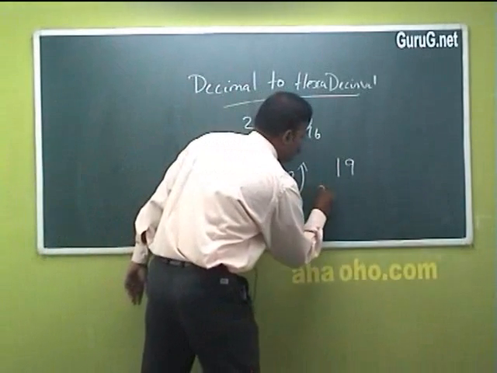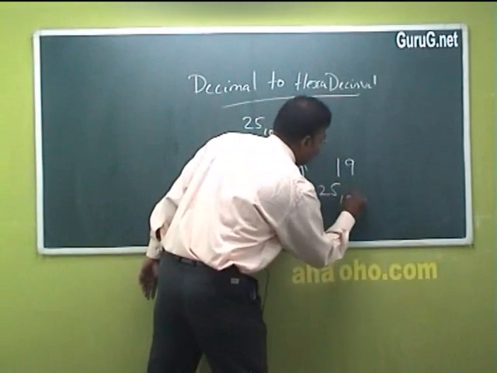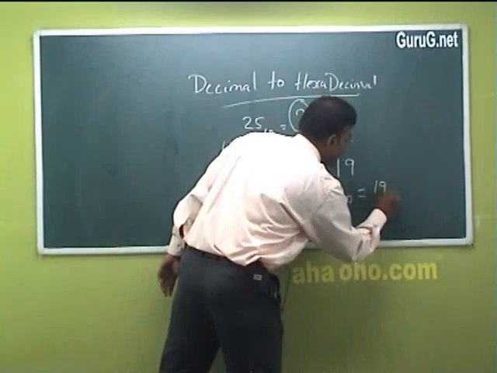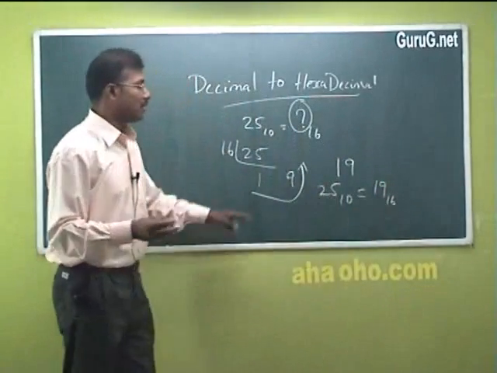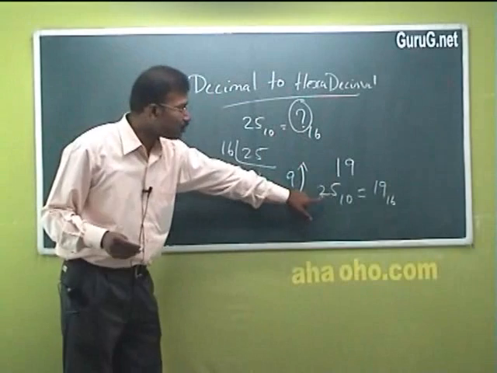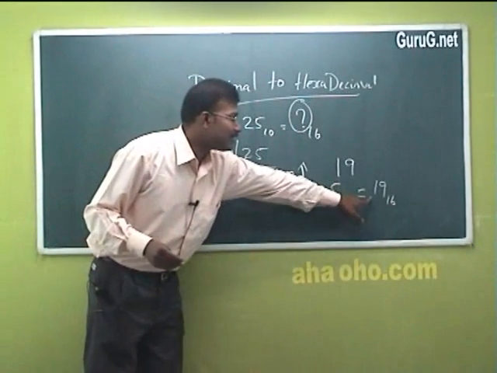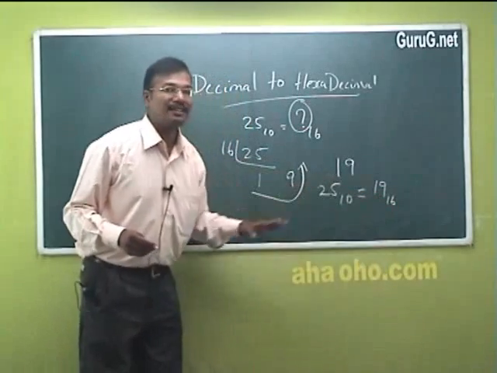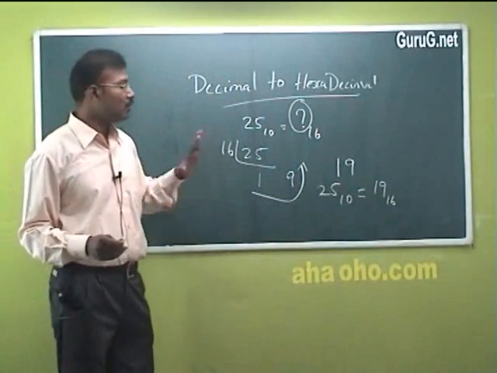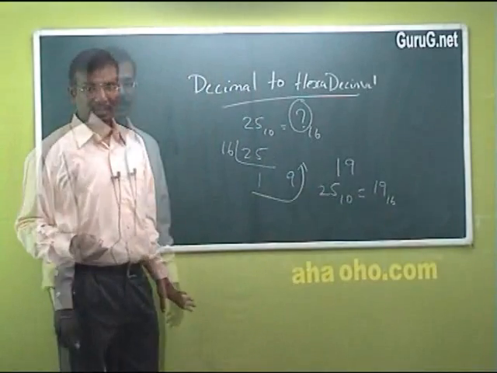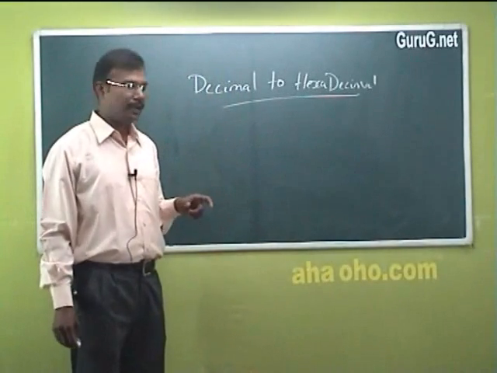So you will be writing 25 base 10 is equal to 19 base 16. So the decimal value 25 is represented in hexadecimal as 19 with radix 16. So this is how you will be performing the operation. We will see one more example.